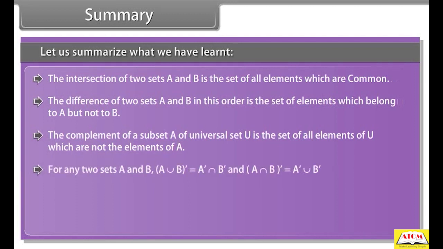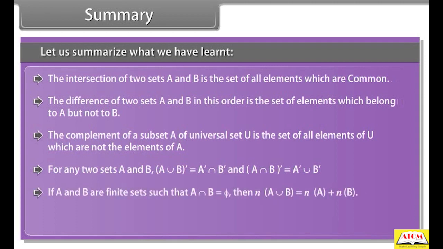For any two sets A and B, complement of (A union B) is equal to complement of A intersection complement of B, and complement of (A intersection B) is equal to complement of A union complement of B.